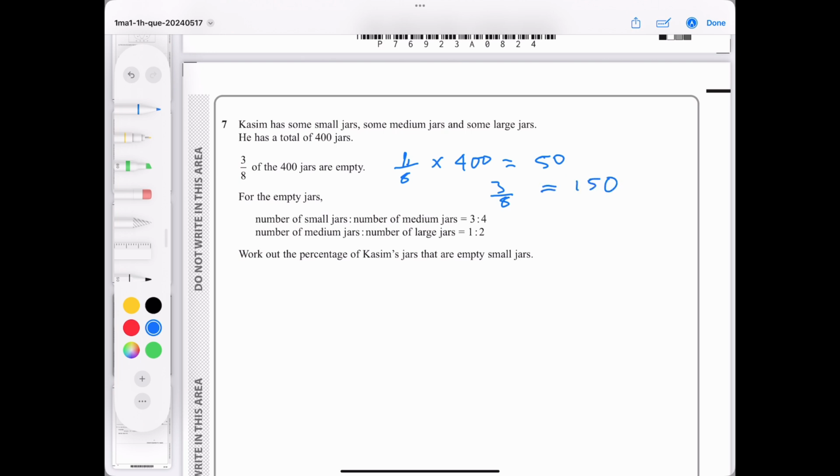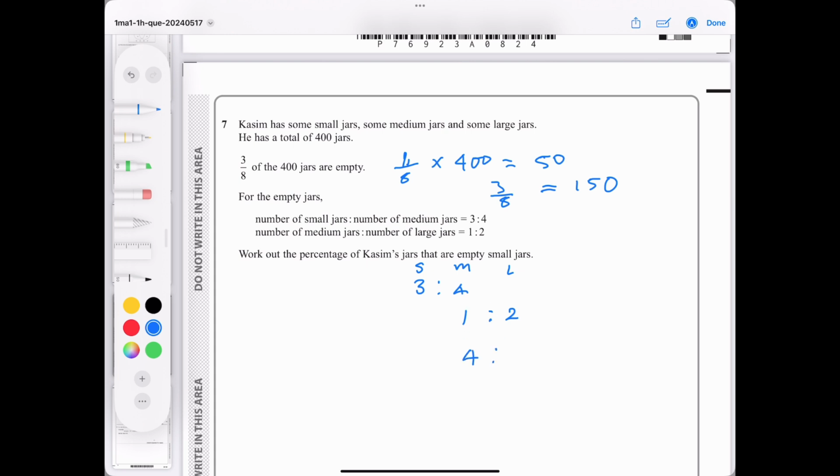So for the empty jars, the number of small jars to the number of medium jars is 3 to 4, small, medium. And then the medium jars to large jars is 1 to 2. And work out the percentage of Kasim's jars that are empty small jars. So let's just do, that's 5. 4 times 1 is 4.